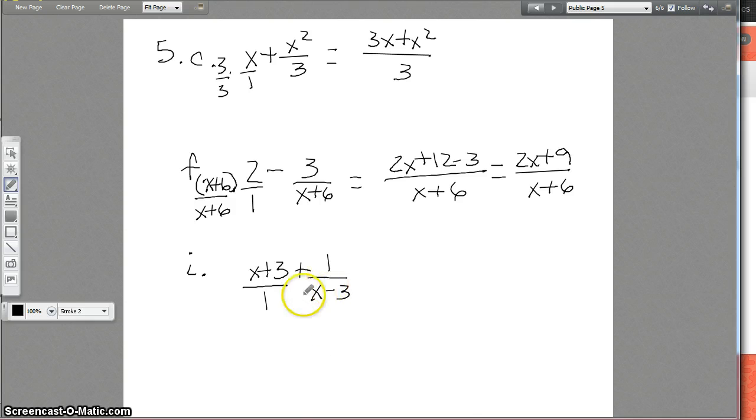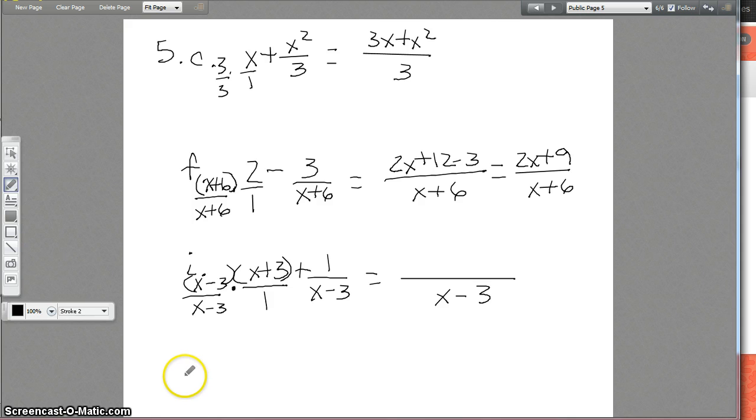We need a common denominator of x minus 3. So I'm going to multiply this by x minus 3 over x minus 3. That's going to give us our common denominator of x minus 3. And what we need to start with is x minus 3 times x plus 3.